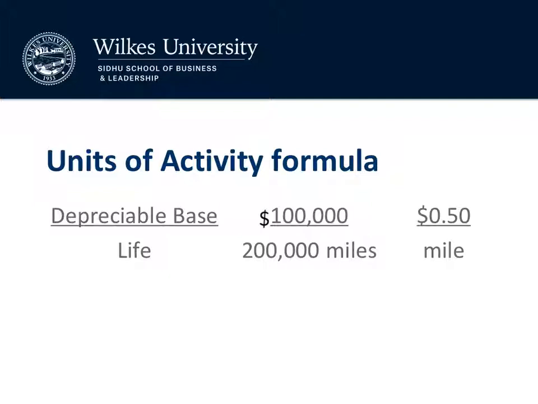We've got the $100,000 depreciable base over 200,000 miles, and our depreciation rate is going to be 50 cents a mile. If this sounds an awful lot like straight line, that's because it is. We're depreciating at 50 cents a mile. It's in terms of per mile, it's the same depreciation rate, just like straight line depreciation is the same amount per time period. The only difference is now we have to take this per mile and bring it out. How many miles were used this year?